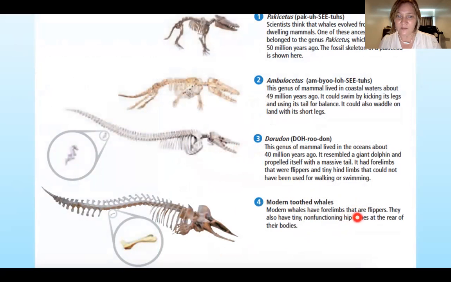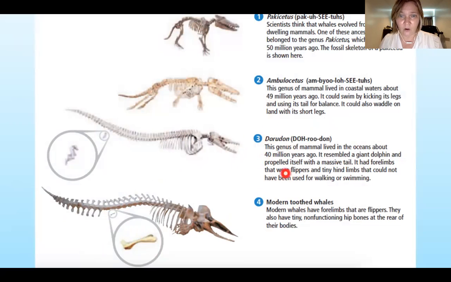They have forelimbs that are flippers. They also have tiny, non-functioning hip bones at the rear of their bodies. Now, you will not find hip bones in fish because they have what's called a pelvic girdle that supports fins, but they don't actually have hip bones. Having hip bones implies that they have come from an animal that used to have hind legs.